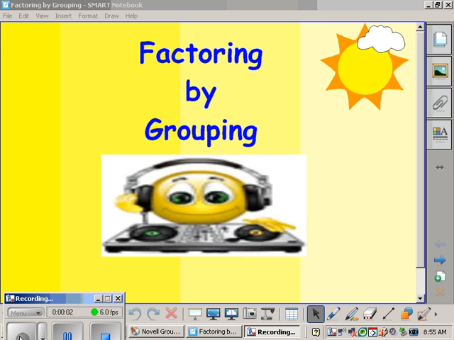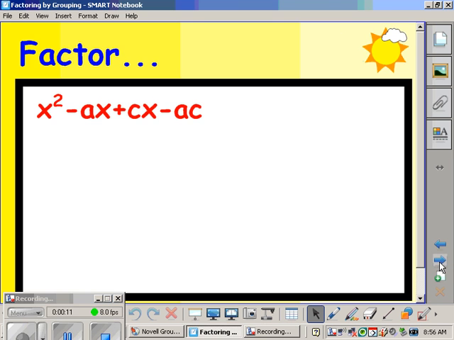In this lesson, you're going to learn how to factor a polynomial using what we call the grouping method. Let's take a look at our first example. Here we're going to factor x squared minus ax plus cx minus ac.